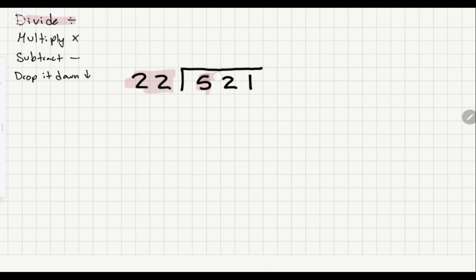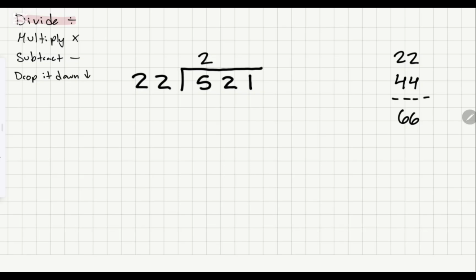So I have to move on to the next number, which is 52. So I have to see how many times 22 can fit into 52. If I'm skip counting by 22, we're going to get 22, 44, and then we would get 66, which is higher than 52. So I know that 22 can only fit into 52 2 times. So I'm going to draw my 2 right up here.